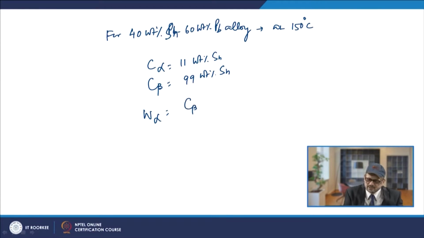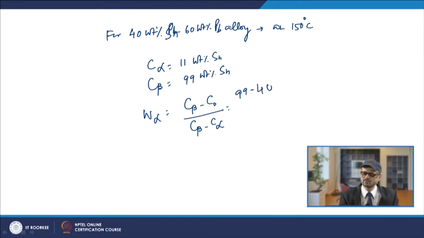So, it will be C beta minus C naught divided by C beta minus C alpha. C beta, as we understood, is 99, and C naught we have already seen is 40% tin that we are talking about. So it will be 40 divided by 99 minus 11. If you calculate, it will be 0.67, so it will be 0.67%.